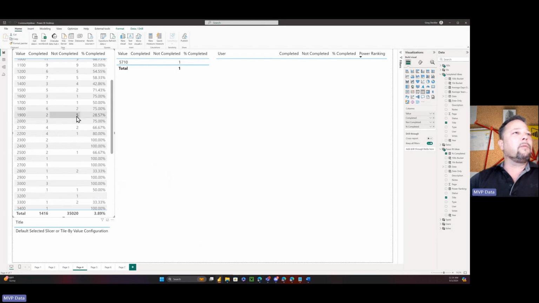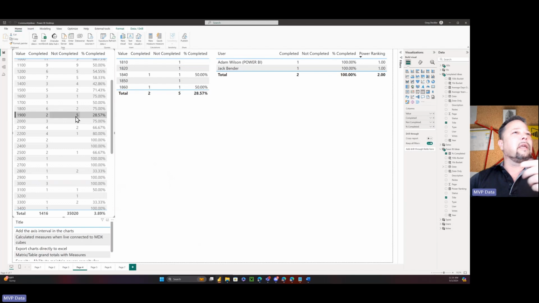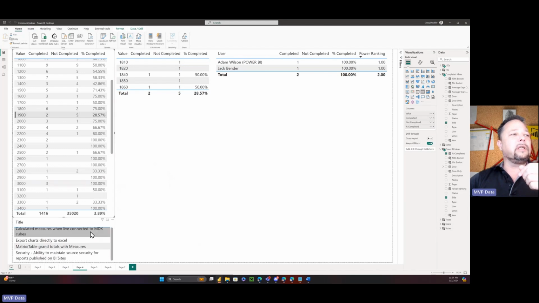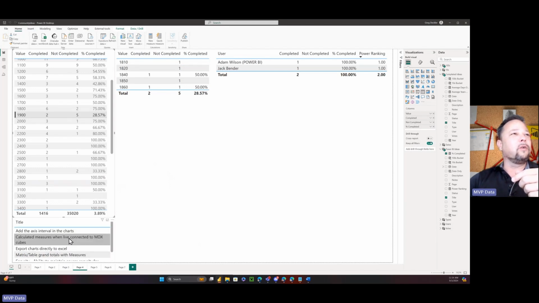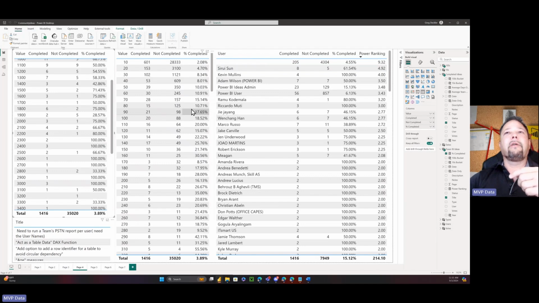One of the ones that I found interesting was, even at 1900 votes, there's only a 28% completion rate in the 1900 bucket. And guess what that includes? That includes, yes, matrix and table grand totals with measures, right? So export charts directly to Excel, etc. So for whatever reason, that band just has a much lower percentage rate than the bands immediately surrounding it and above it, essentially. But of course, that's just our luck, right?